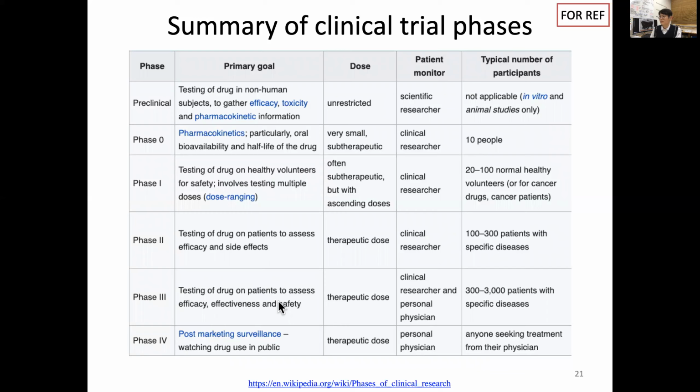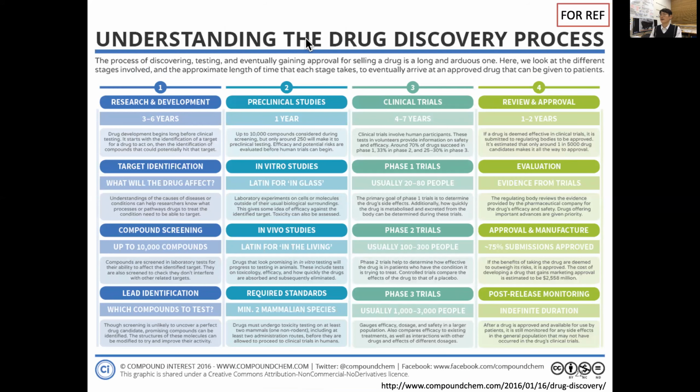And also, at the last, I have a drug discovery process here. The process of discovering, testing, and gaining approval for selling a drug is a long and very, very difficult job. There are 4 phases here: research and development, preclinical, clinical trials, and review and approval. You look at this, it takes almost a decade or even longer for one single drug to be on the market and make an impact on patient care.